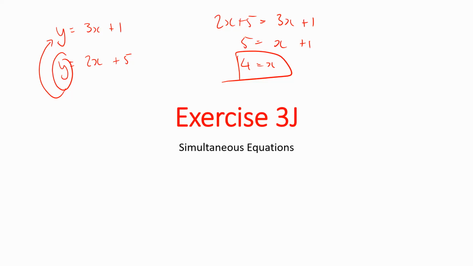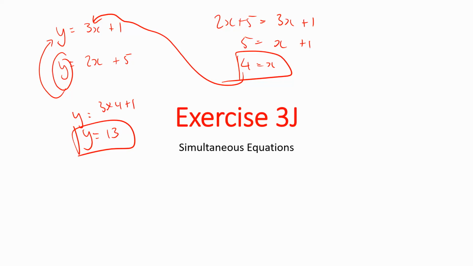Okay, you put the 4 in. So if I put 4 into one of the equations, so if I put 4 in here, y equals 3 times 4 plus 1, and I get 12 plus 1 is 13. So what? What's the point of having 4 and 13? x equals 4, y equals 13. There's no point doing it if we don't know what it means. What does it mean? That's the point of intersection.